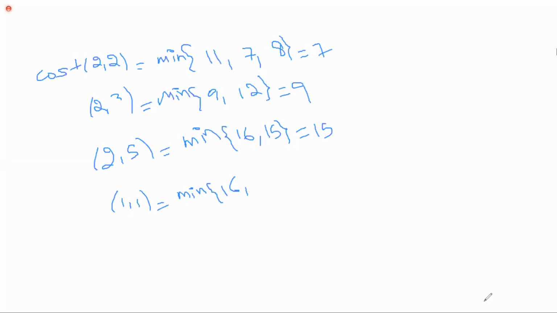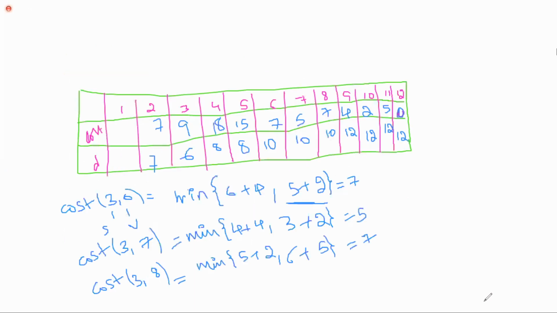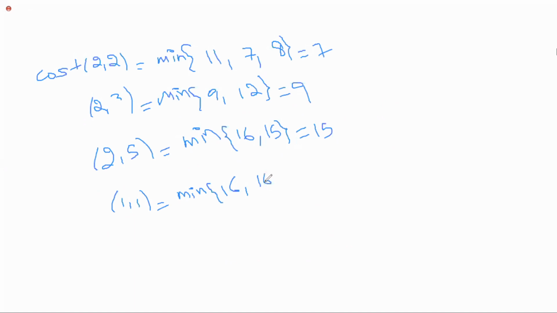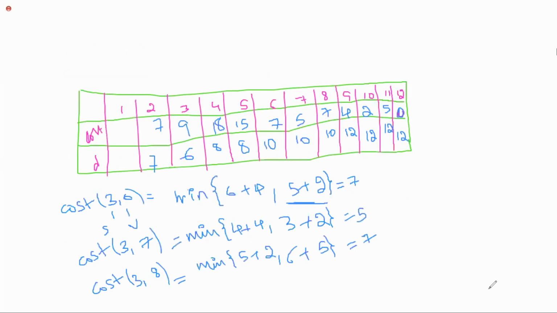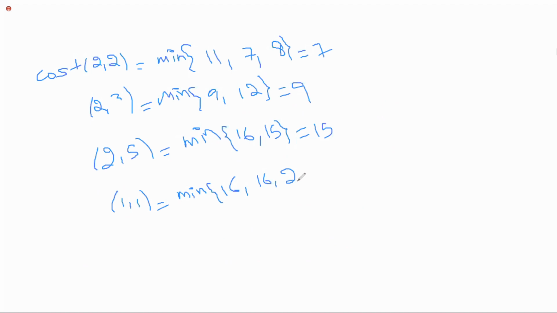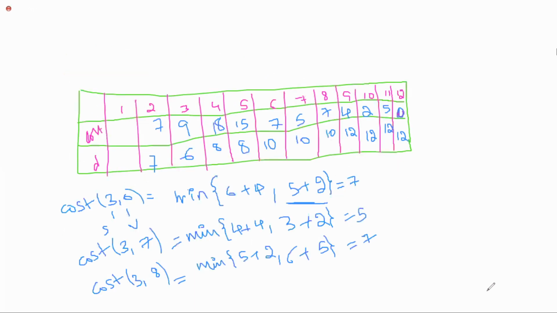Next, the second outgoing edge cost, which is 7. 7 plus cost of 3. Cost of 3 is 9. 7 plus 9, again it is 16. Next, the third outgoing edge: 3 plus cost of 4. What is cost of 4? 18. 3 plus 18, which is 21. Next outgoing edge is 2. 2 plus cost of 5. Cost of 5 is 15. 15 plus 2, which is 17.